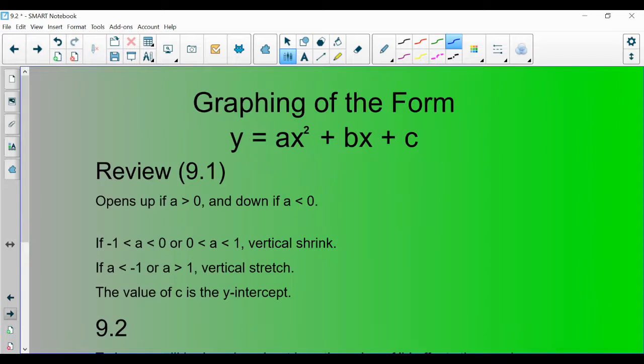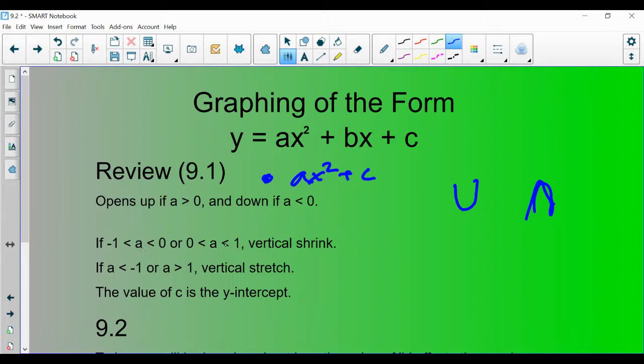So let's do a little bit of reviewing what section 9.1 told us. Remember, 9.1 was graphing when it looks like ax squared plus c. And we did a little web quest, and then we did a day of homework, and we learned some things about a and c. We know that if a is positive, it's going to open up like this. And if a is negative, it's going to open down like this.